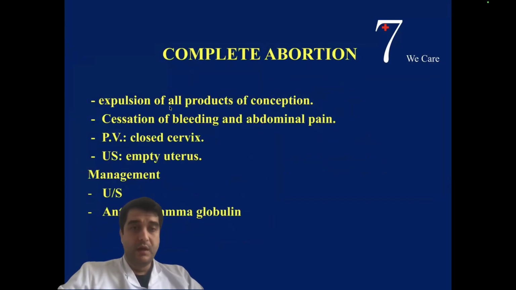So, complete abortion. It's expulsion of all products of conception, with cessation of bleeding and abdominal pain. Per vagina, the cervix is closed, the external cervical os well closed. On ultrasound, you can find the uterus is empty. Management: you must also do a control ultrasound after 1 or 2 hours. You can also give anti-D gamma globulin. We do this if we have an Rh-negative pregnant woman, to prevent Rh incompatibility in the next pregnancies.